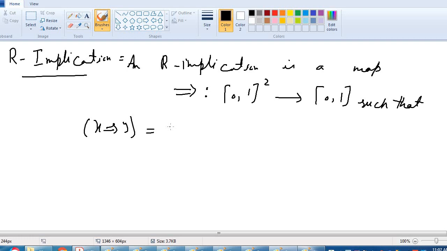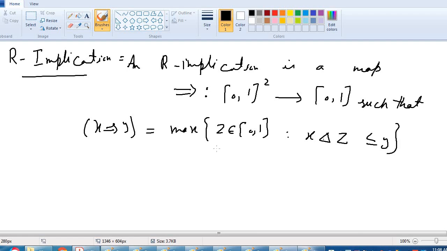x R implication y is equal to max of z belongs to the [0, 1] interval, any fuzzy number, such that x delta z is less than or equal to y. If this condition is satisfied, then we say that it is an R implication. We can write it in this way: max of z belongs to [0, 1] such that x delta z is less than or equal to y. x, y and z are fuzzy numbers. Delta is a t-norm and max is a function.